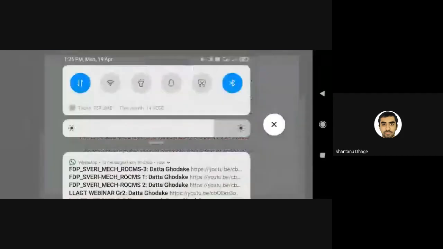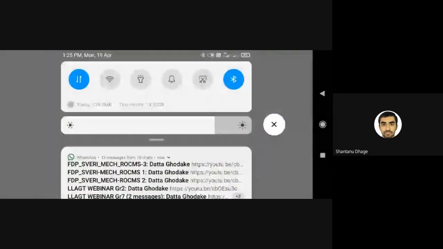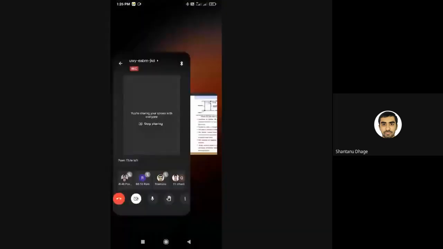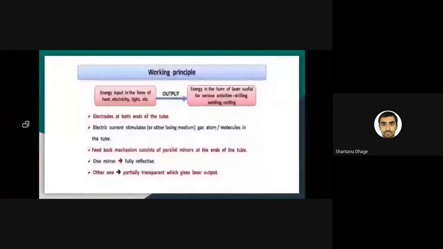So this is about how laser is produced. Just for your knowledge purpose, I have explained. Now coming to our main point, that is the working principle of the laser beam machine. So what you have here is the energy input. You can see in the slide.